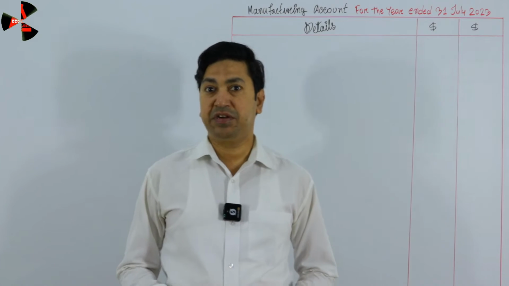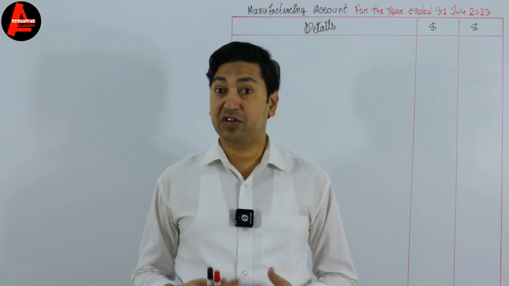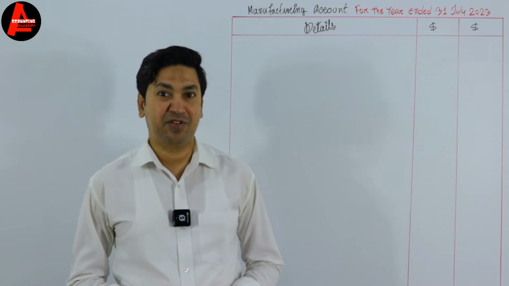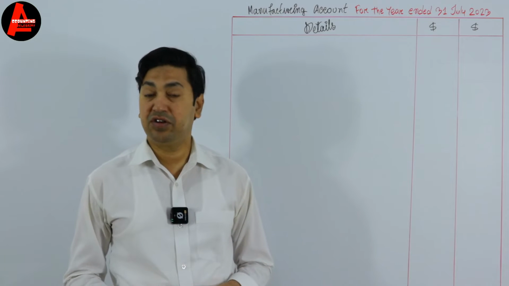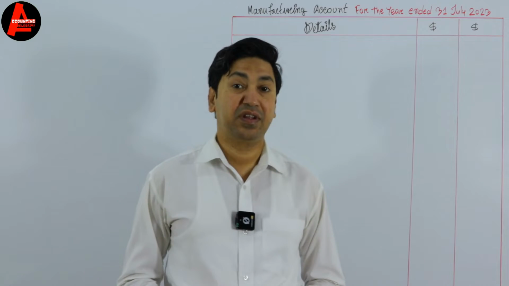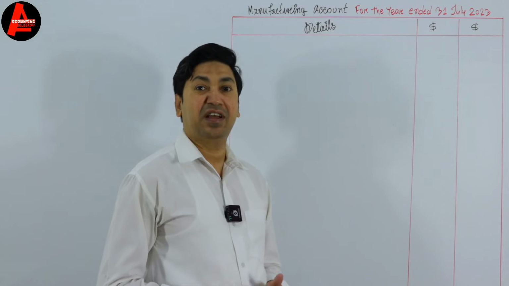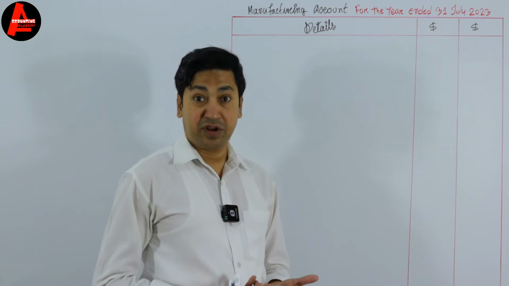This is the second part where we will prepare the manufacturing account to figure out the cost of production. In the first part, we calculated prime cost. So before you watch this tutorial, I'll recommend you please watch the first part, then come back here. Otherwise, you will miss many things. Okay, great. So here, how to calculate cost of production?